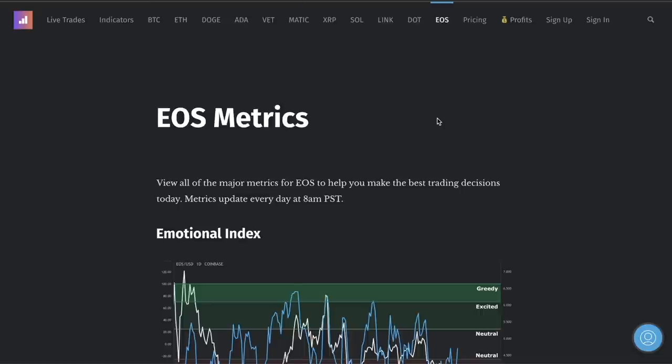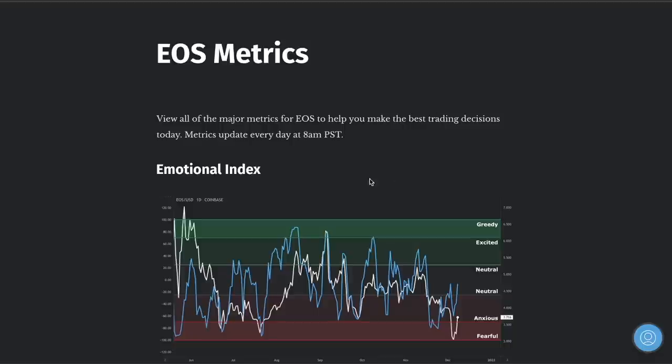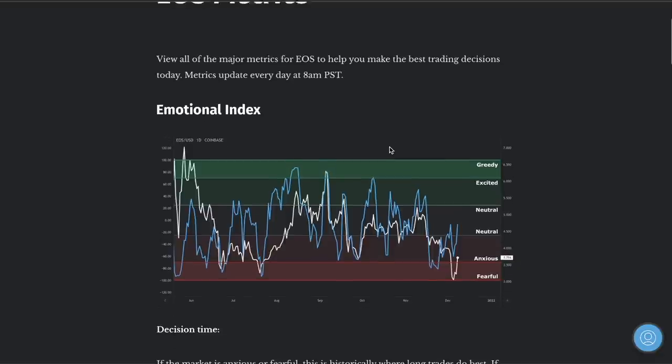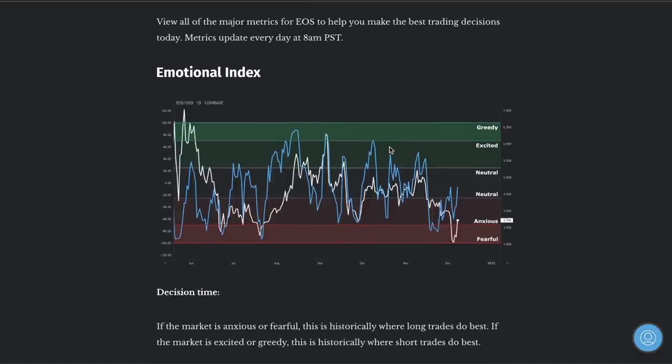All right, guys. Brand new metrics for EOS. I really like these a lot. So let's take a look at this. 8 a.m. Pacific Standard Time, these are all going to update, which is literally in 26 minutes. So let's dive in. It's like getting a brand new car. We get to look at some cool stuff in here.